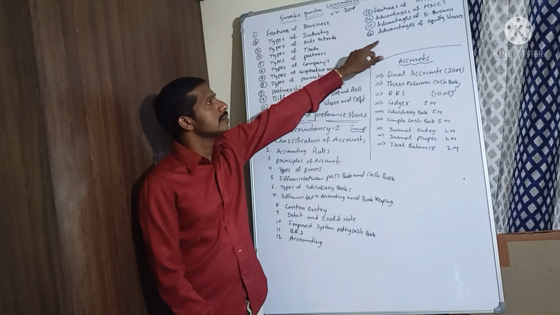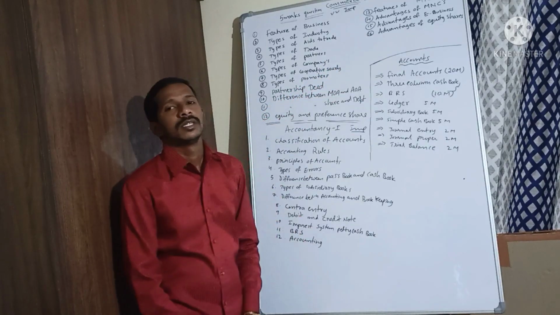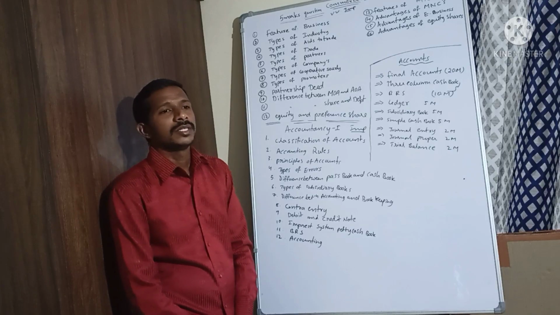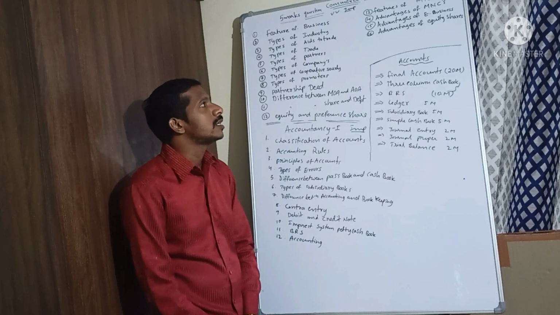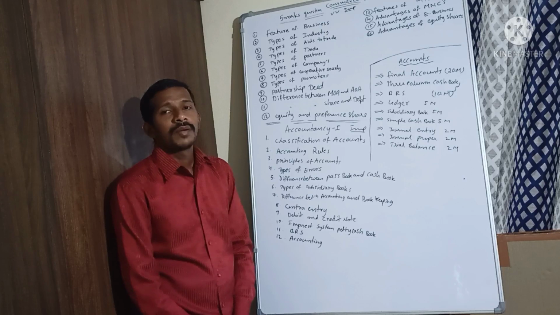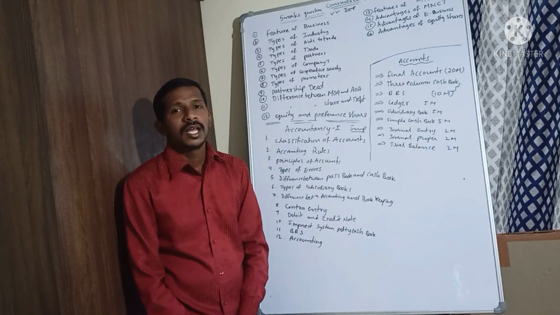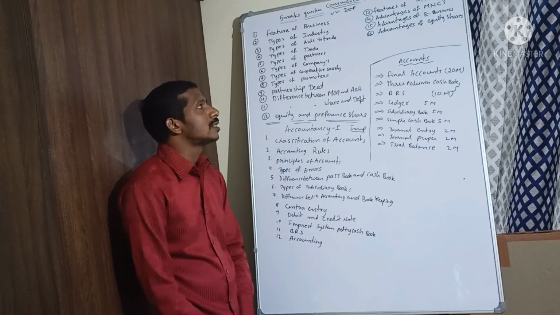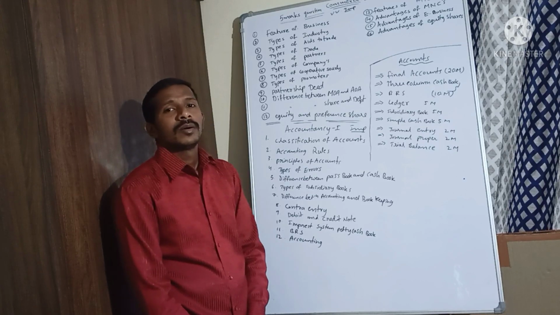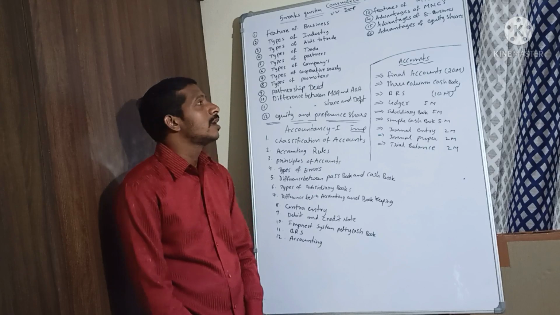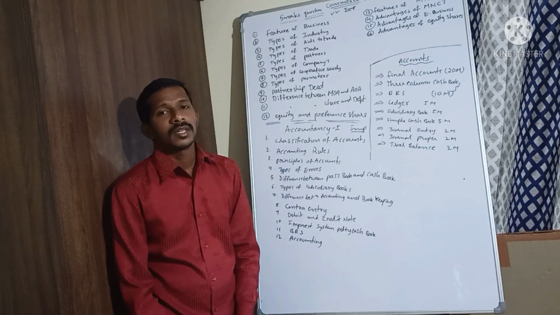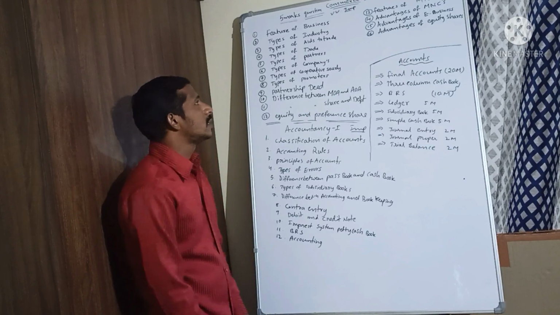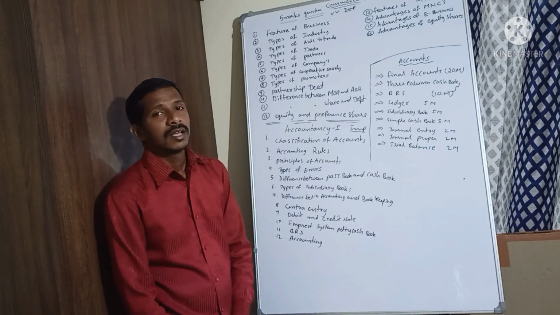16th question, advantages of equity shares. There are different advantages of equity shares. Equity shareholders have the voting rights. Equity shareholders participate in the management. Equity shareholders get the dividends. So many benefits are there for the equity shareholders. These are the 5 marks questions in commerce.